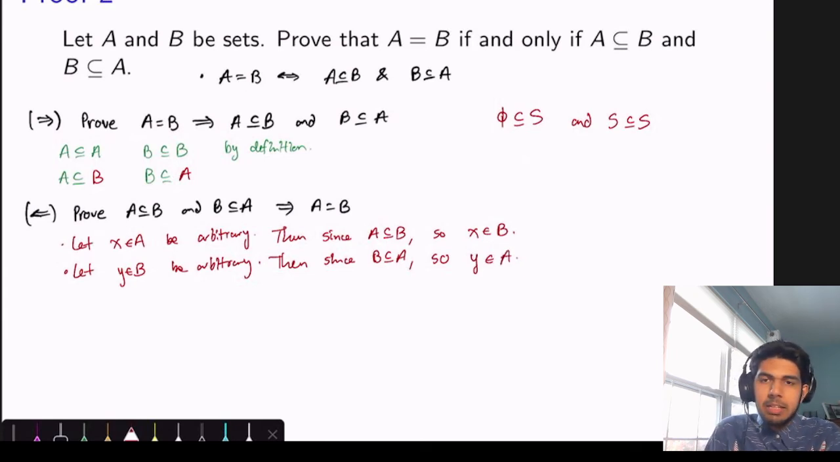Just take a moment to think about what we've shown. We've shown that every element of X, or of A, we just took an arbitrary element of A, so every element of A is also an element of B. That's what the first line shows. And then the second line tells us that every element of B is also an element of A. The only way that can happen is if the two sets are equal to each other.